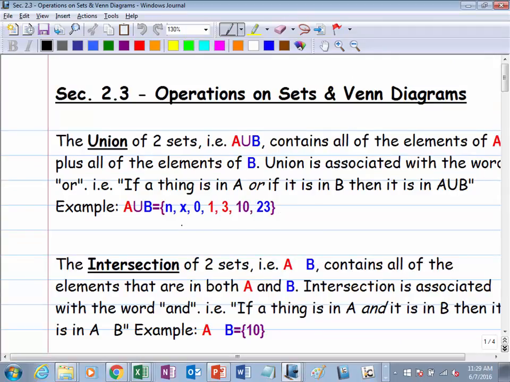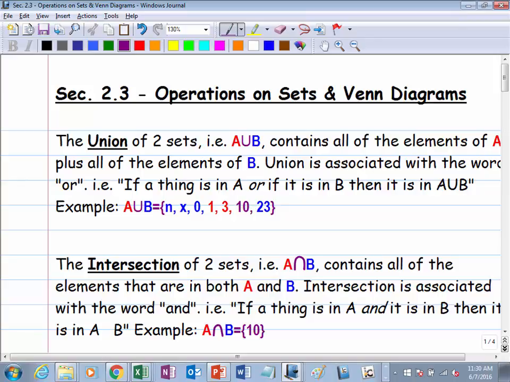All right. 2.3. Okay. So some operations that we can do between multiple sets: union and intersection. So the union of two sets, when you see this, is read as A union B. That is a set that contains all of the elements of A as well as all of the elements of B. Union is often associated with the word or. So if something is in A or if it's in B, then it is in A union B.